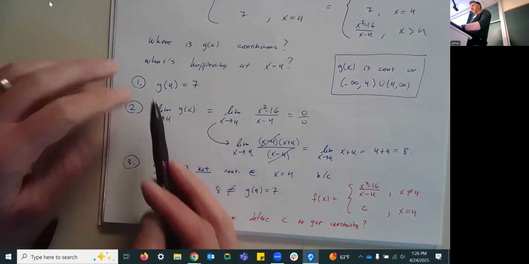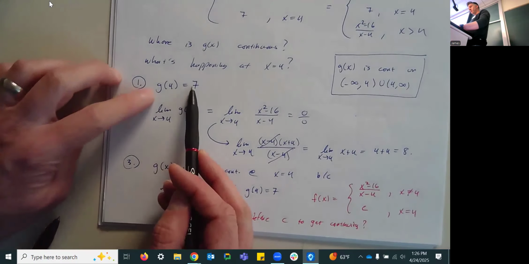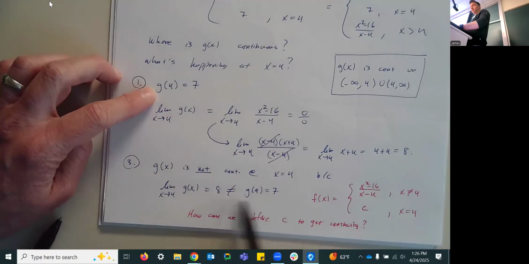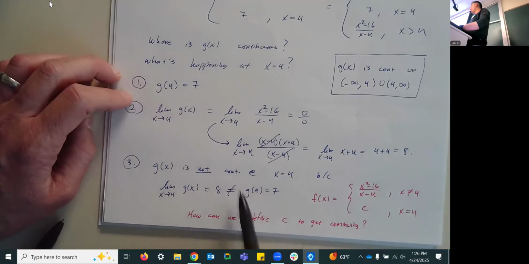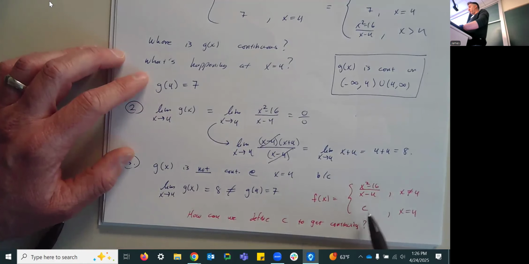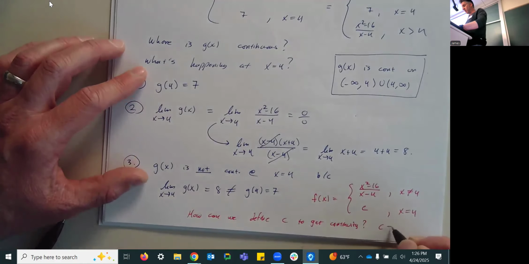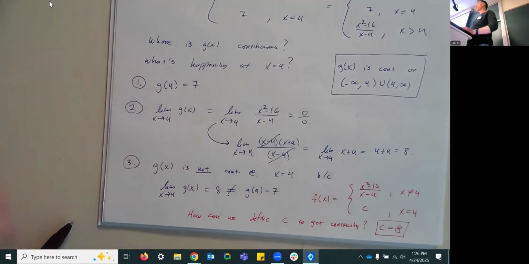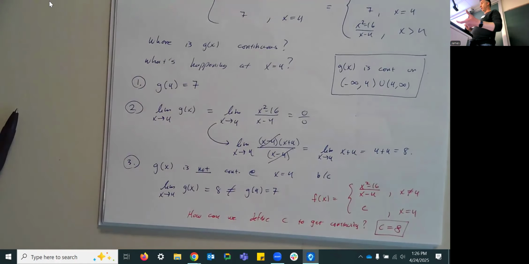Let's see. When g of 4 was 7 last time, we got not continuous because the limit wasn't equal to the function value. The limit we can't really change, right? The limit's going to be equal to 8 because this piece didn't change. But we can change c to be the thing that's going to work now. We should define c to be equal to what the limit's equal to, which is 8. So to have continuity, you want the limit value, which is 8, and can't change, to equal the function value, which we now get to decide is also going to be 8.